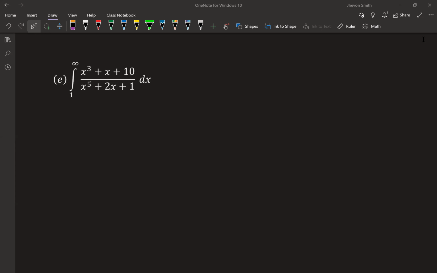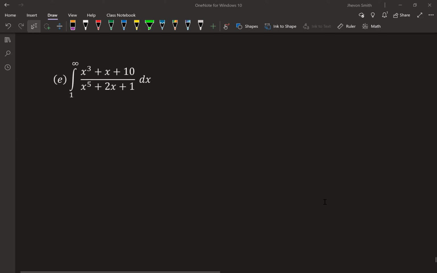What converges to 1? What do we think about? So going back to Calc 1, what did we think about? Partial fractions wasn't done in Calc 1. And how would you do partial fractions here? You'd have to be able to factor the denominator. Can you think of a way to factor x to the 5th plus 2x plus 1?